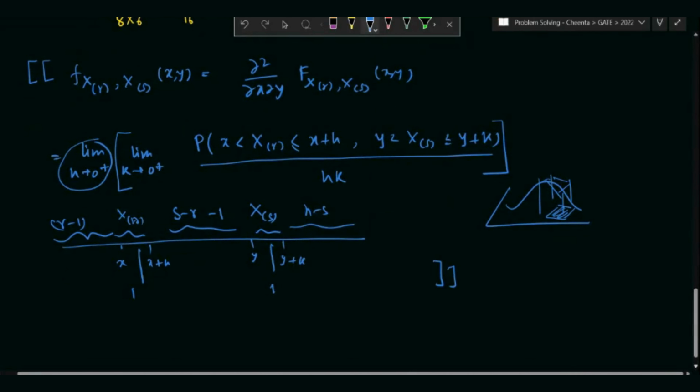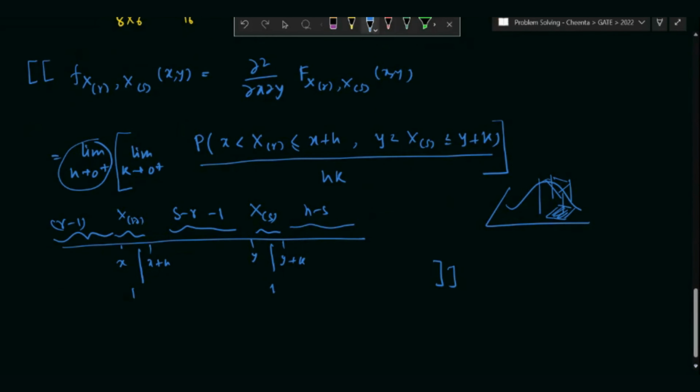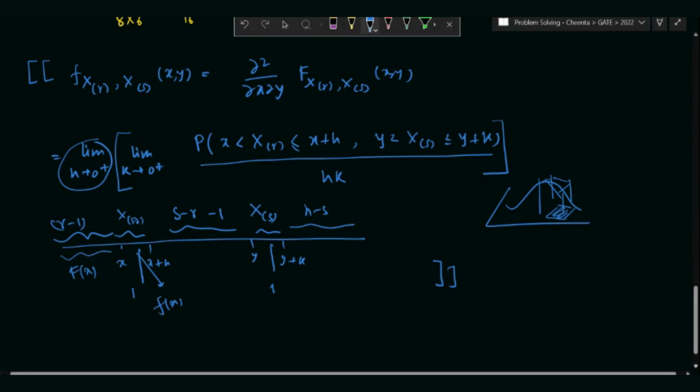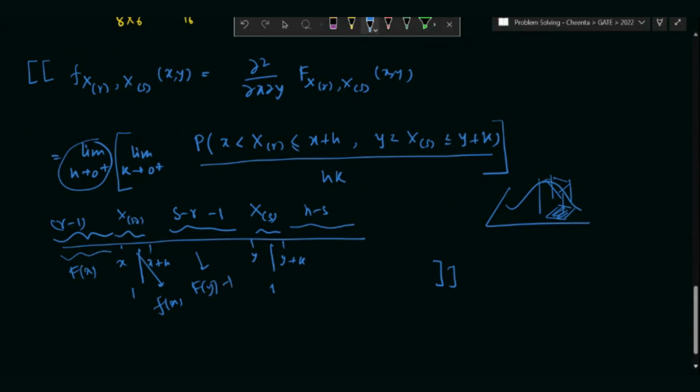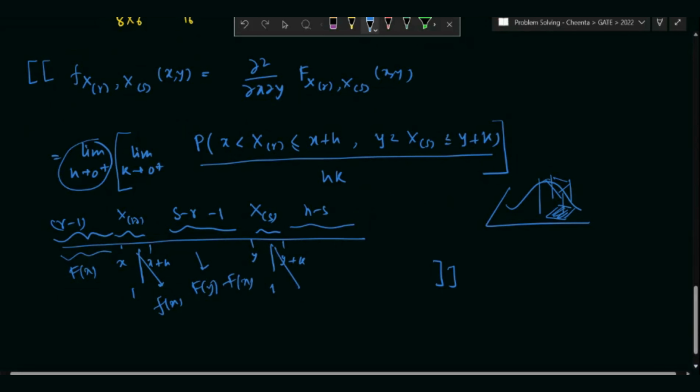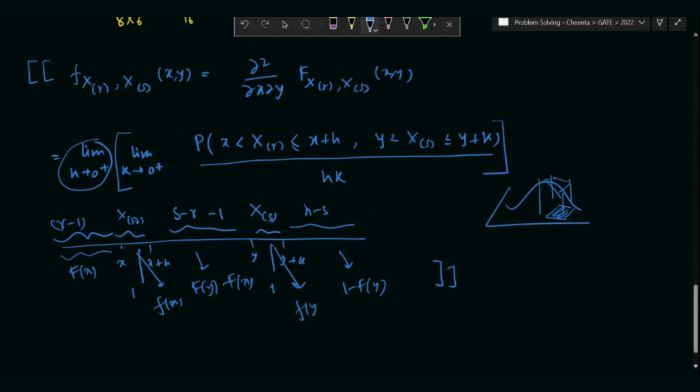What we get is n factorial divided by (r minus 1) factorial times (s minus r minus 1) factorial times (n minus s) factorial, for this kind of restricted permutations, and the values of the CDF here. Here F(x), here is small f(x). After taking the limit, this will go inside with the small f(x). This is F(y) minus F(x). This part is small f(y), and this will correspond to 1 minus capital F(y). So you can get that density from this also.